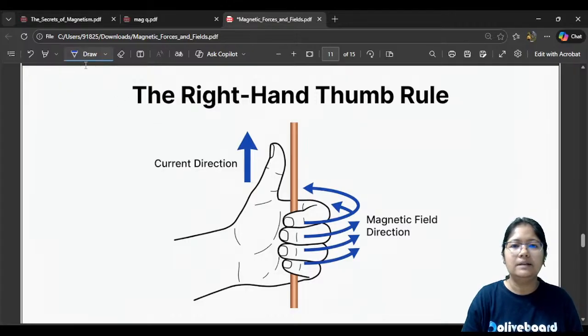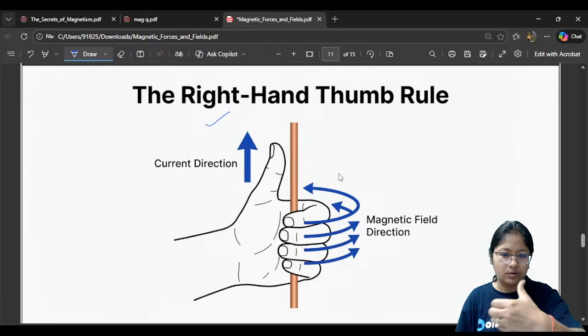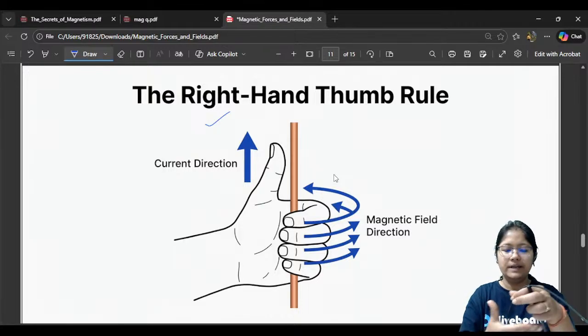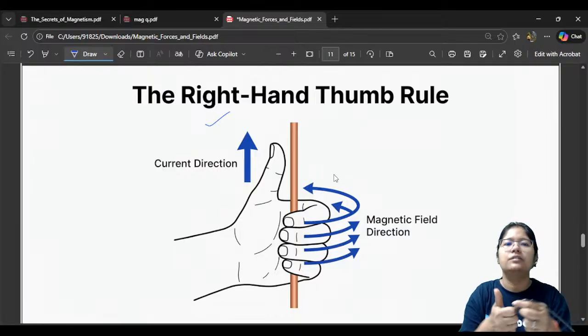What is the right hand thumb rule? Right hand thumb rule is very simple. If you are holding a current carrying wire like this, okay, say I am holding any current carrying wire like this, then the current carrying wire and the magnetic field have a relation. If I'm holding it like this, and the direction of the magnetic field is in this direction, then my thumb will give the direction of the current.